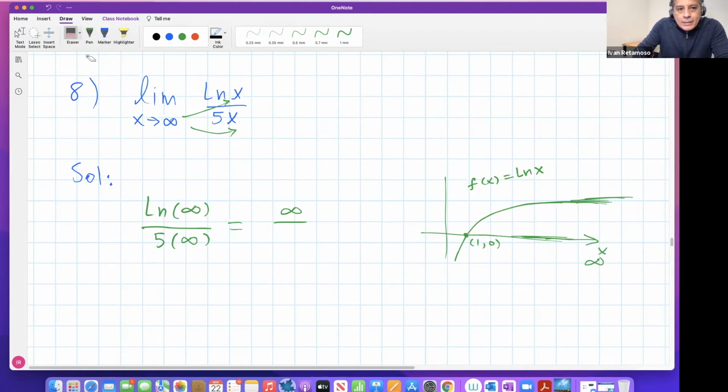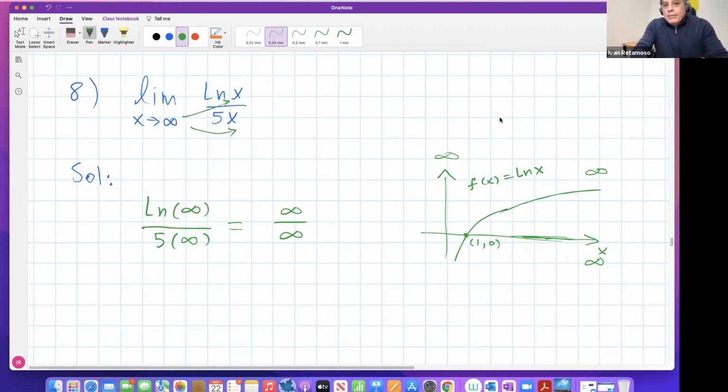It keeps growing, right? Without bound, slowly, but it keeps growing. So infinity there. All right, it's infinity. 5 times infinity is infinity. Again, infinity over infinity, right?